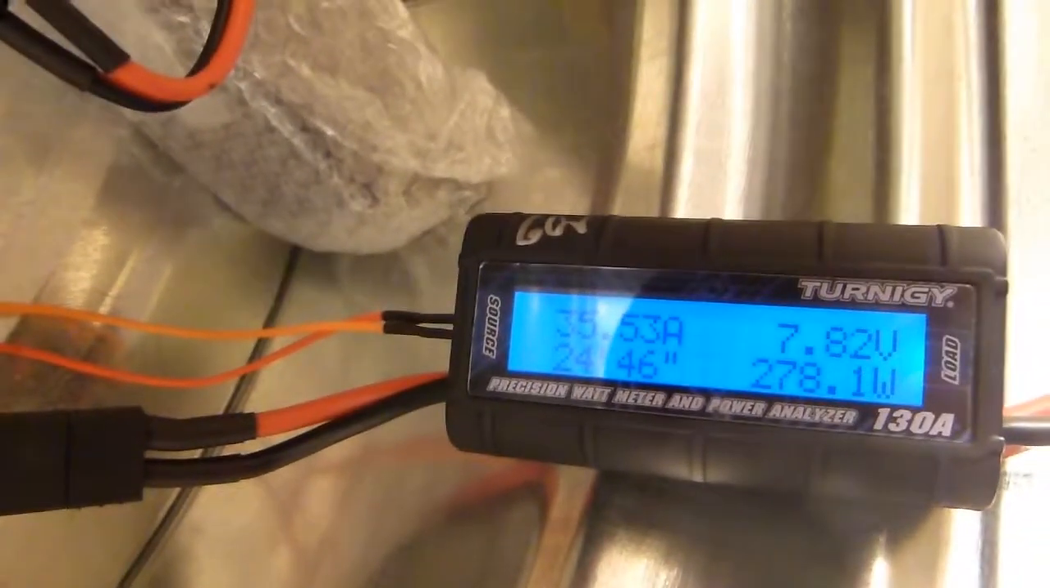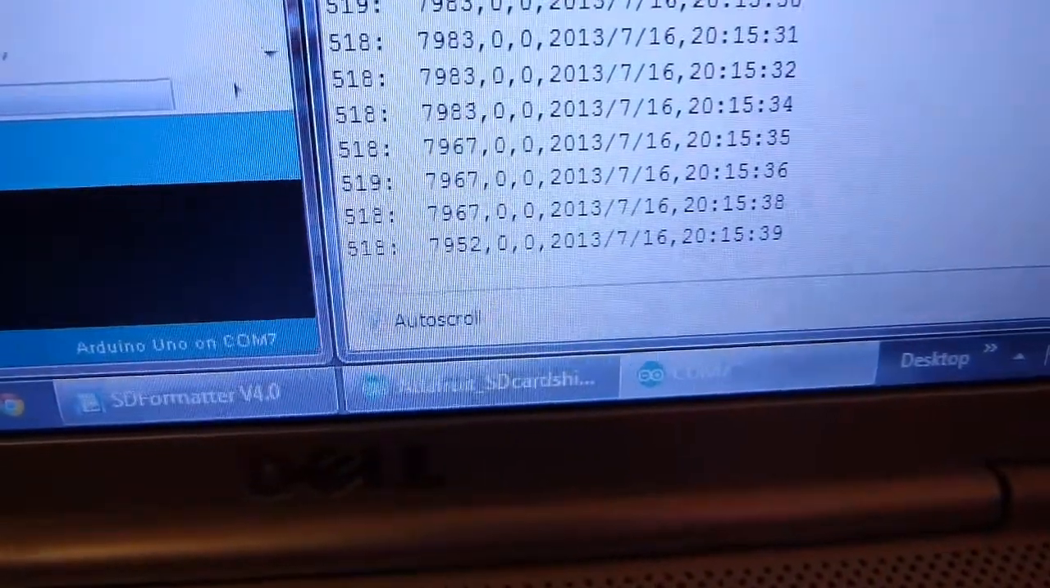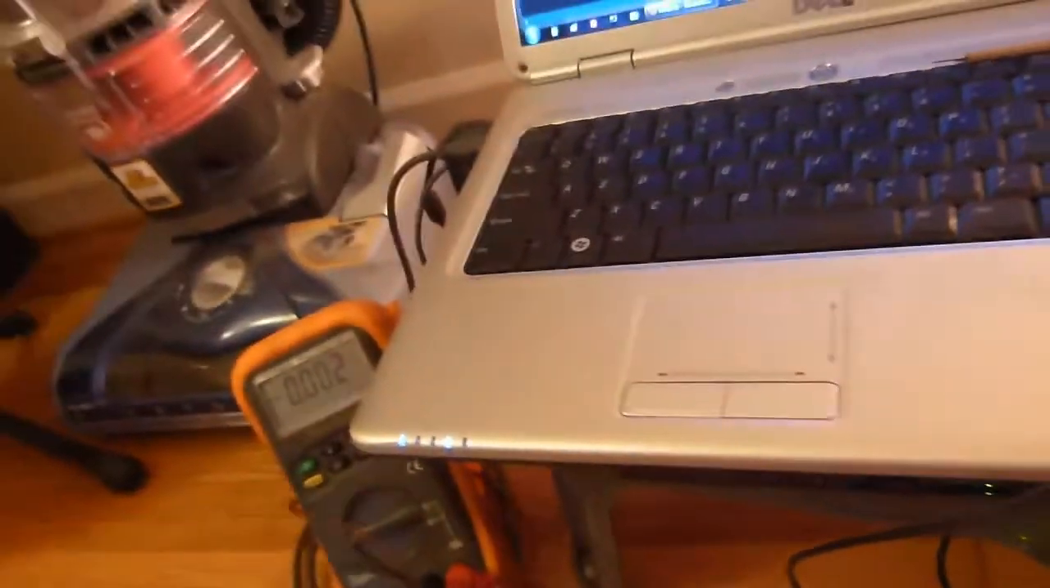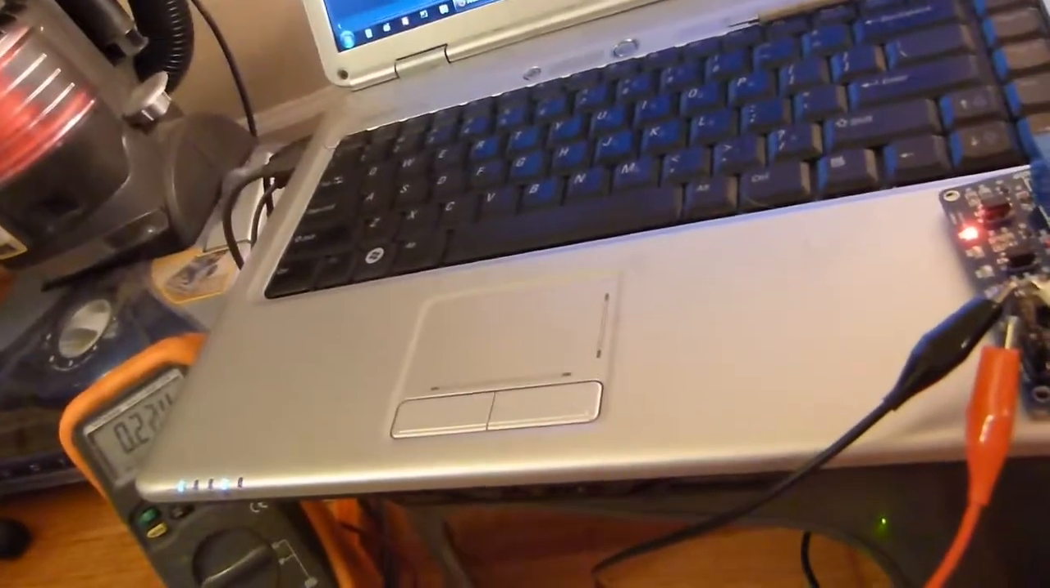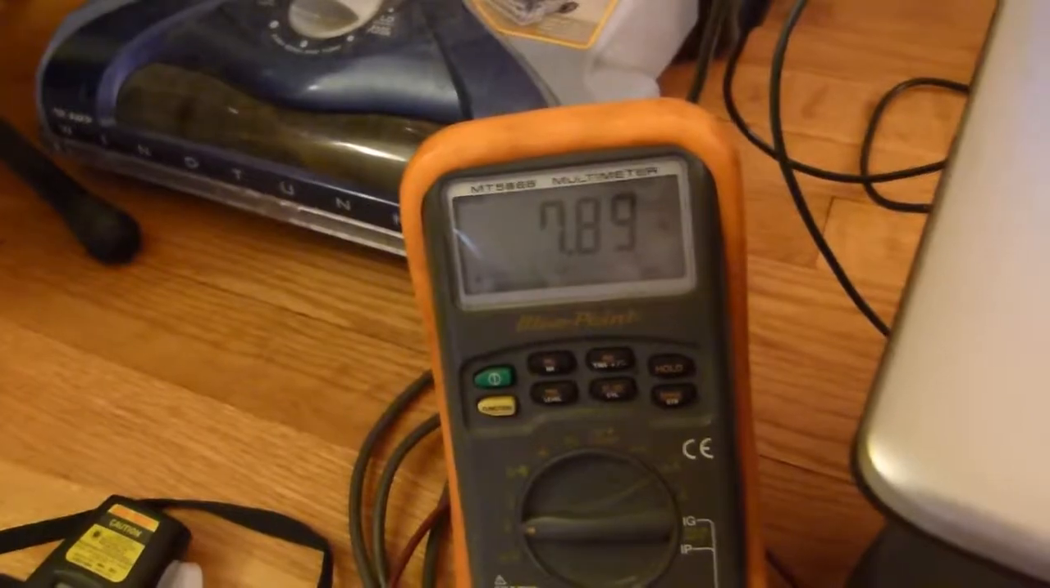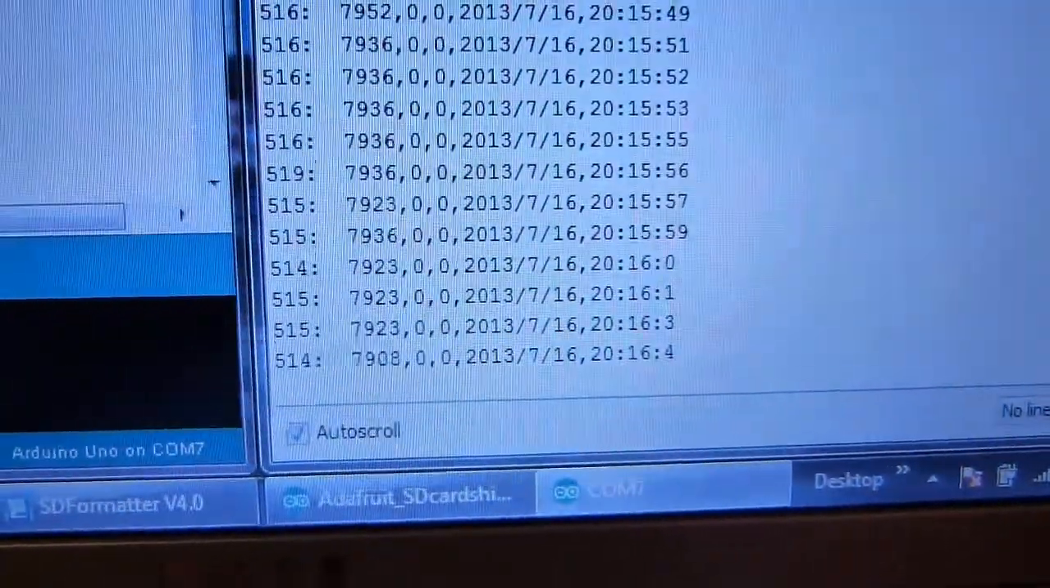So this turnigy meter is reading 7.82. The Arduino is reading 7.95. And then I'll take my meter down here and see what this thing says. So my meter says 7.90, so that's pretty close. And then the turnigy 7.75, so it's reading a little bit lower there. And we're directly off of the balance leads from the battery. That's where I was measuring with this meter.